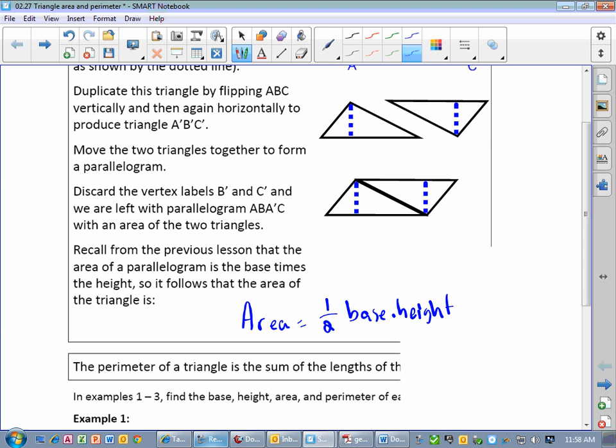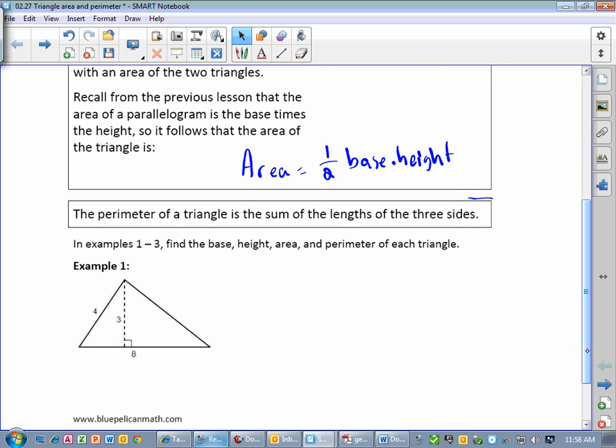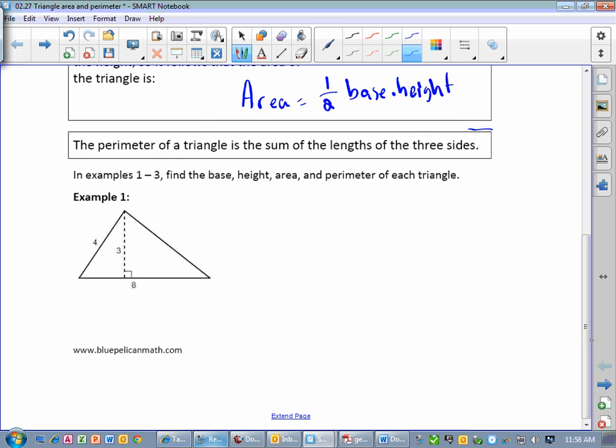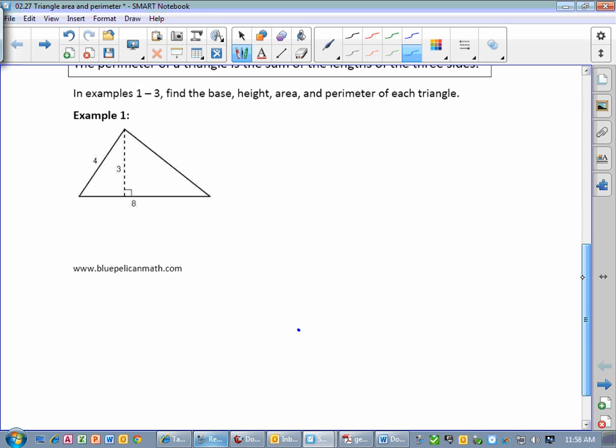To find the perimeter of a triangle, we just add up all 3 sides. Okay. So look at the first example. We're going to find the base, the height, the area, and the perimeter of this triangle.